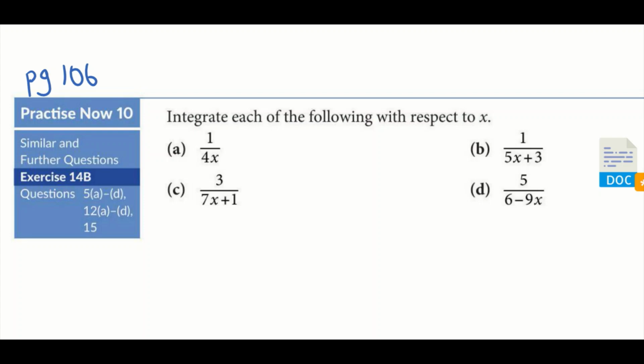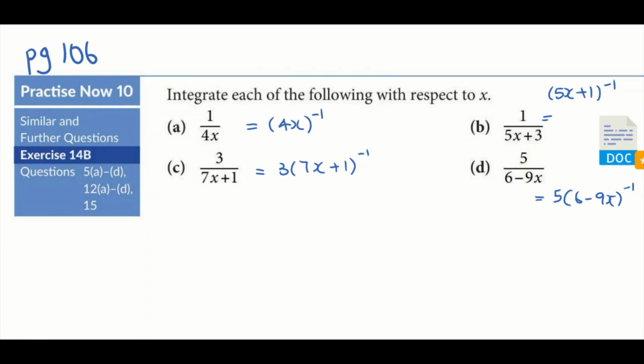Alright, so if we take a look at practice 10, notice that there's a common similarity between all these parts of the question. They are all fractions. And in all of them, the power of x is -1. If you can't see it, I'm going to show it to you. Notice how all these questions have power -1.